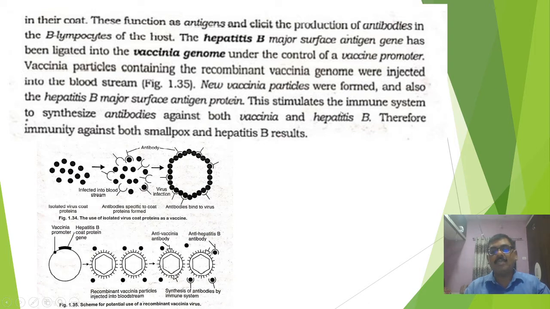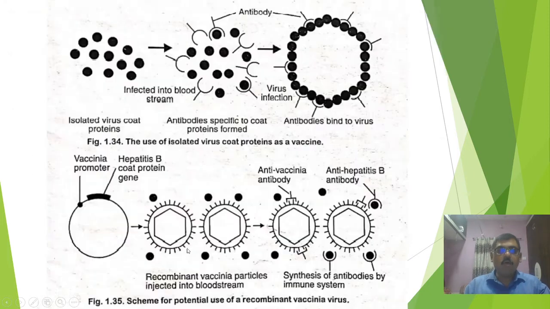Here anti-vaccinia antibodies are raised on the surface, and the anti-hepatitis B antibody is also there. Therefore, immunity against both smallpox and the hepatitis B virus will result.